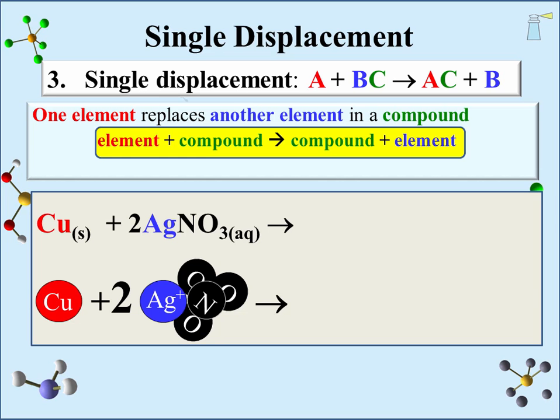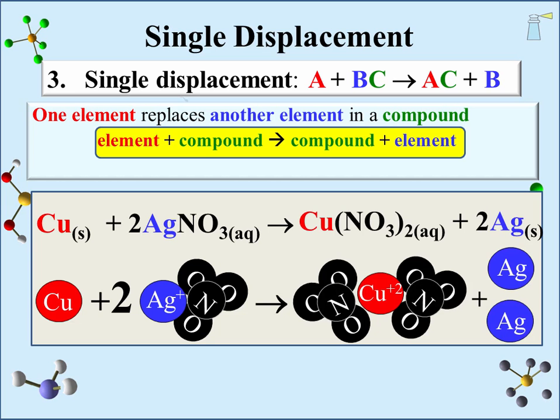This single displacement reaction has the silver in the silver nitrate replaced with copper. The silver is no longer an ion, it is in its elemental state. Silver is the B in the generic equation, and copper is the A. This is a single displacement reaction because copper, as a reactant, is a single free element that replaces the element silver in a compound.